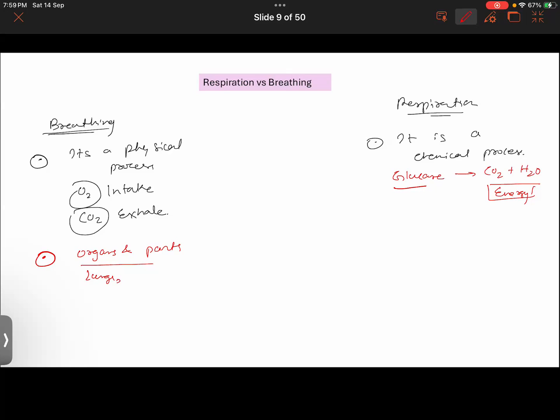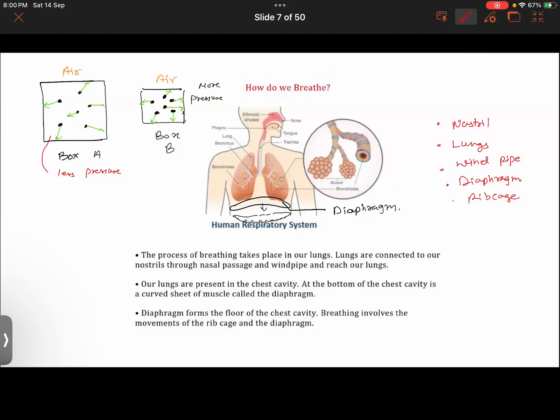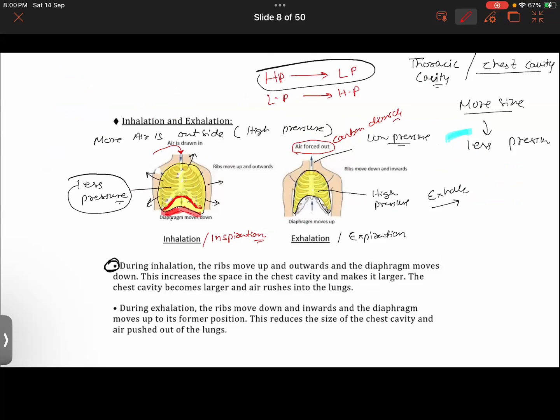Okay, so it is the lungs, the windpipe, which is also called the trachea. Then you have the nostrils and the nasal passage. These are the parts. Let's look over here: nose, nostril, then this nasal passage, then this trachea, also called the windpipe, and then the lungs. Getting it?